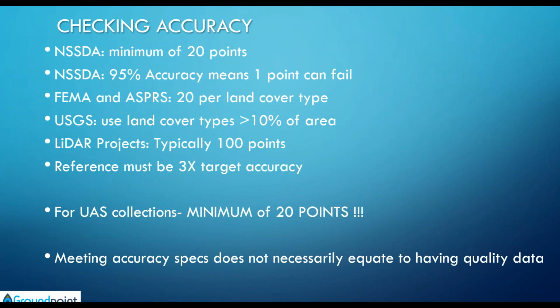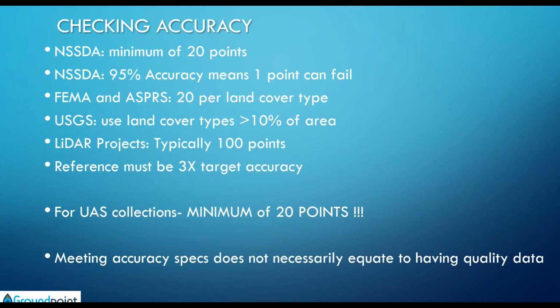And we have to remember that those reference points have to be 3 times the accuracy of our target. So the final comment here is that even if our data meets the accuracy specs and we test it and show statistically that it does, that's not necessarily the equivalent of saying that we have high quality data. We can still have sporadic areas of poor quality in our data, or we can have one corner which is completely off, and statistically, we still meet the spec.